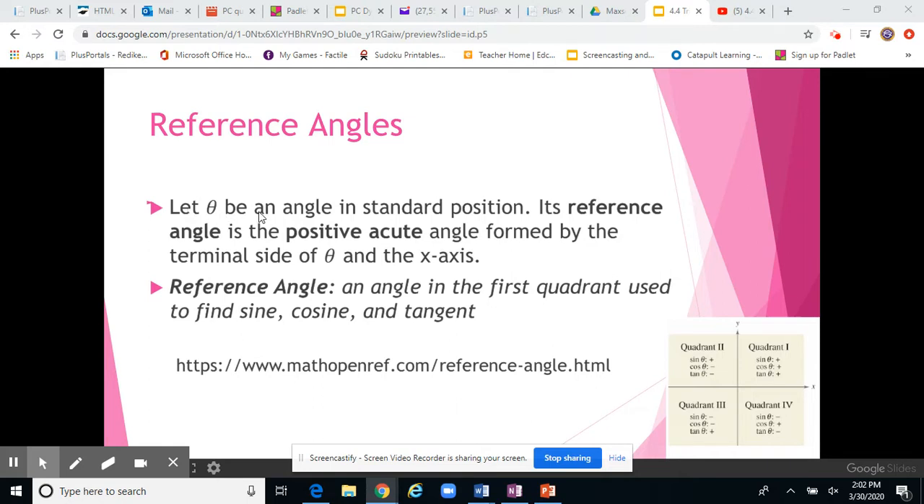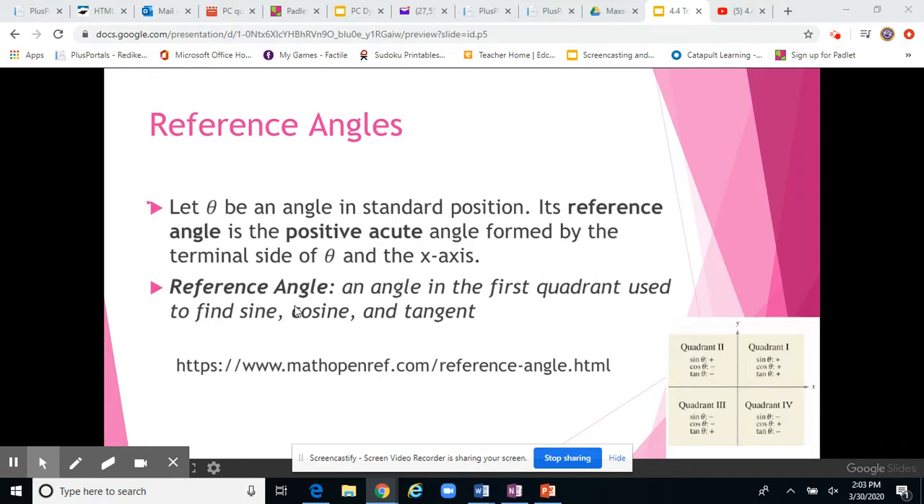So here it says, let theta be an angle in standard position. Its reference angle is the positive acute angle formed by the terminal side of theta and the x-axis. So what all of that means, put into some normal language here, it's an angle in the first quadrant, and we use it to find sine, cosine, and tangent. So that is what a reference angle is.